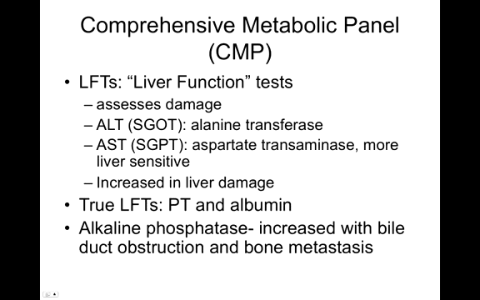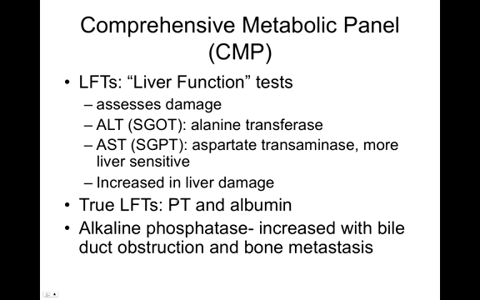The other parts of the CMP are the liver function tests, which is actually a misnomer. It actually assesses liver damage. These are ALT and AST, the alanine transaminase and aspartate transaminase. When those go up, it indicates liver cell damage.